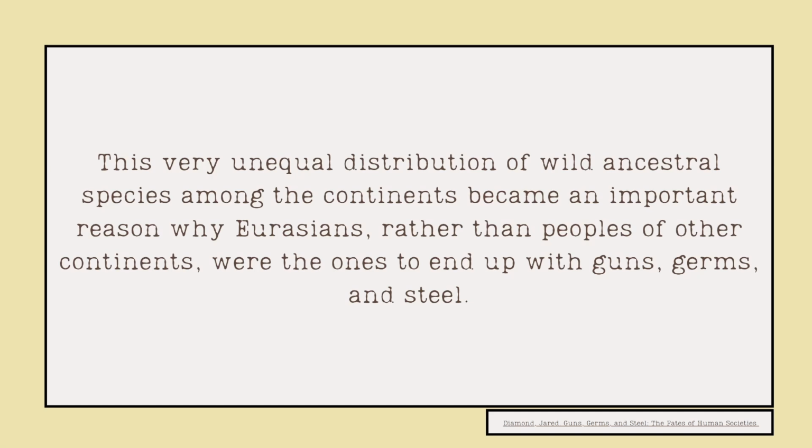This very unequal distribution of wild ancestral species among continents became an important reason why Eurasians, rather than peoples of other continents, were the ones to end up with guns, germs, and steel. The idea here is that you have an unequal distribution of these critical animals when it comes to how people were able to domesticate them and use them for their own benefit. We'll talk a little bit about these factors later, but the fact is that we end up having serious issues when it comes to how widespread certain animals were in their location.